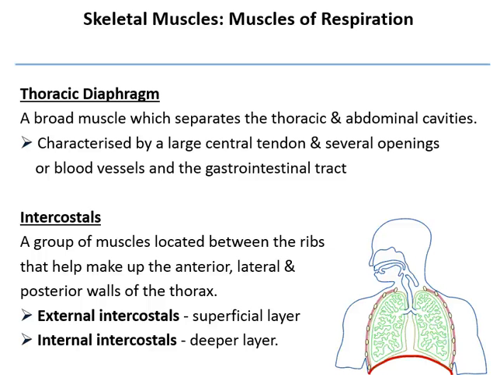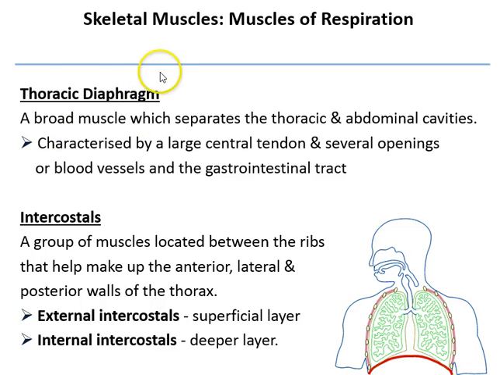In this section, I'm going to talk about the muscles you need for respiration, that is breathing. Now, during the process of breathing, the thoracic cavity must increase and decrease in volume. This has the effect of increasing or decreasing the pressure of air in the lungs and allowing the air to move in or out.